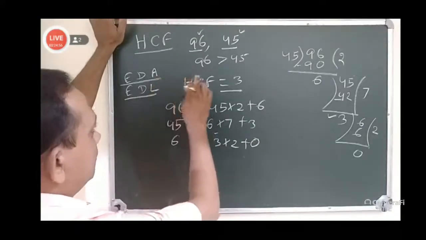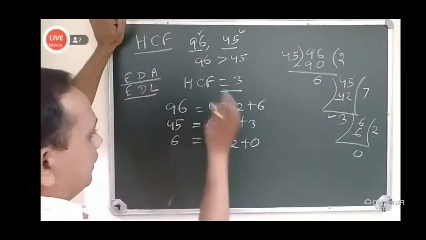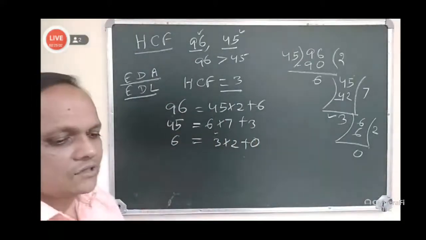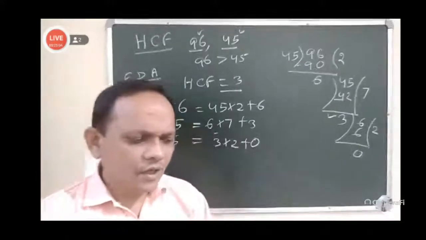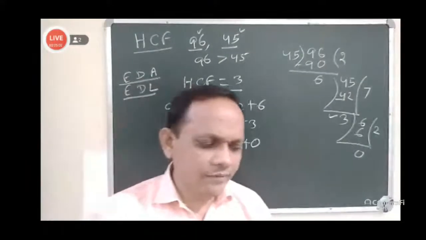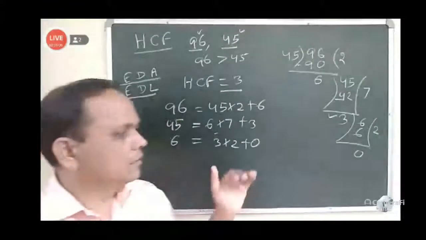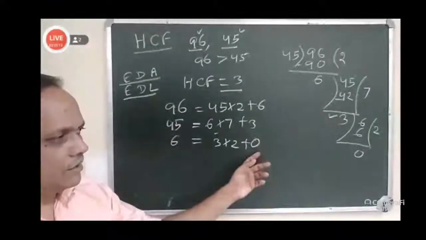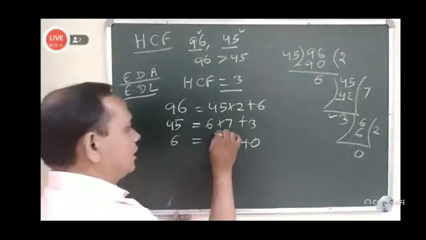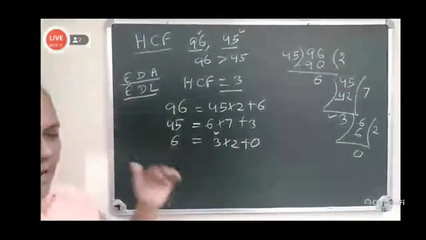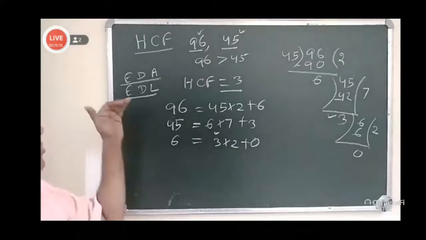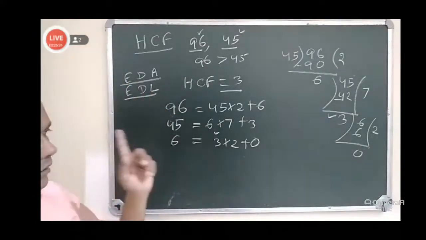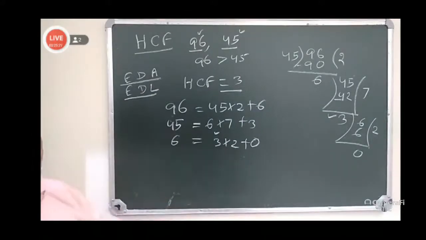This is Euclid's division algorithm. In this process we can find the HCF of any two numbers. Dividend equals divisor into quotient plus remainder. When we find the remainder 0, the last divisor will be your HCF, highest common factor. Using the Euclid division algorithm, we can find the HCF.